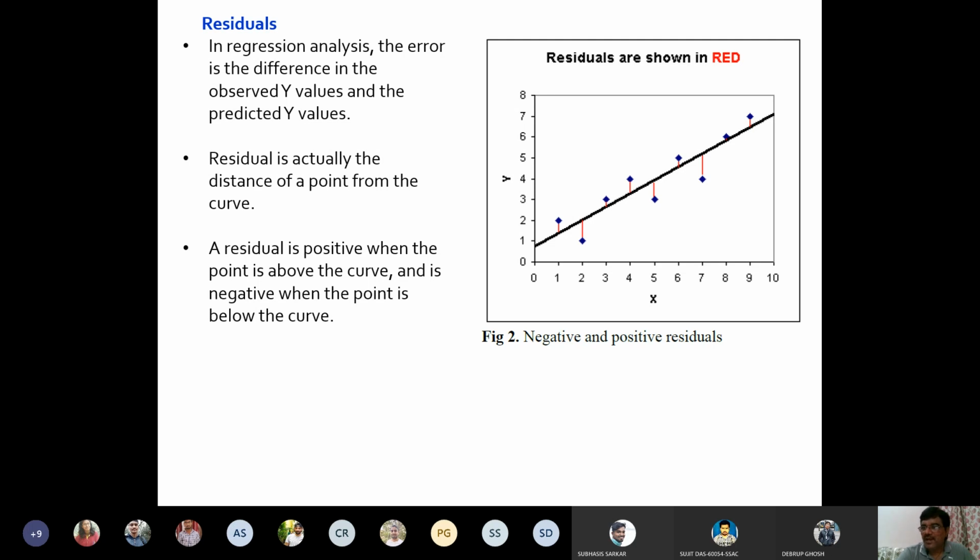And values on this line where this x is there, that is your predicted values. So observed values or actual values minus predicted values will give you residuals or your error. So residual is actually the distance of a point from the curve. So here this red line is representing your residuals.